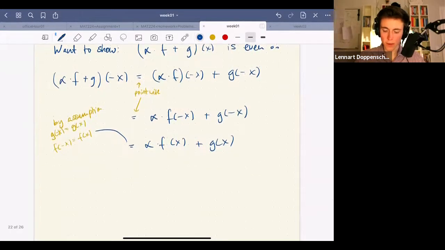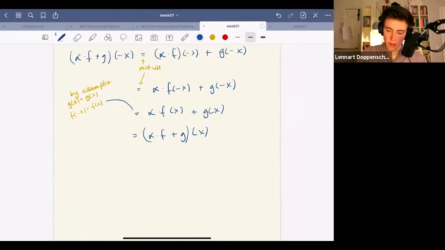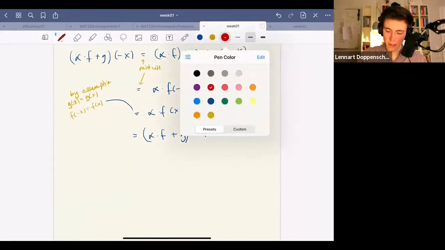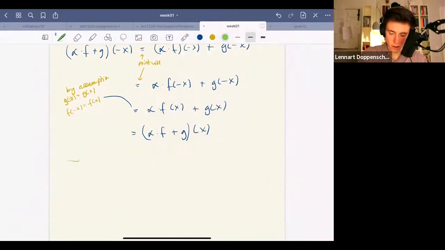And now we just do the pointwise thing backwards, just to have the same expression as in the beginning. So we can write this as alpha times f plus g applied to x. And then we're done, because now we can say that alpha times f plus g is also even. Hence, alpha times f plus g is in this subset in question.